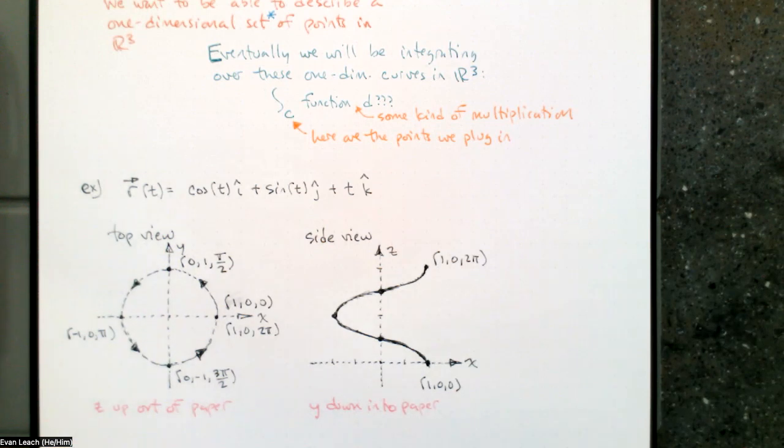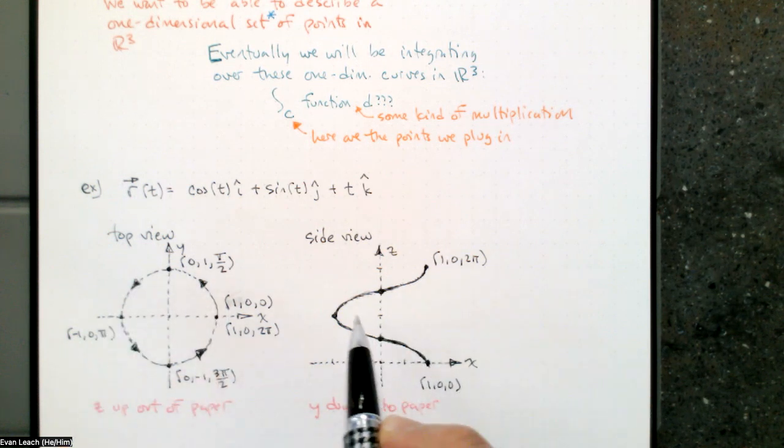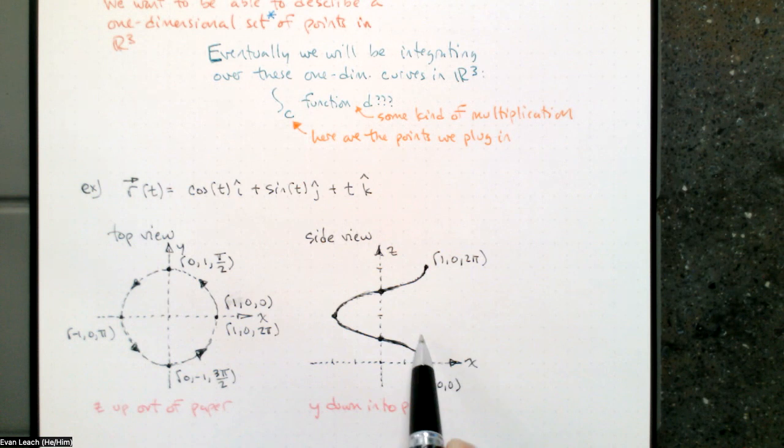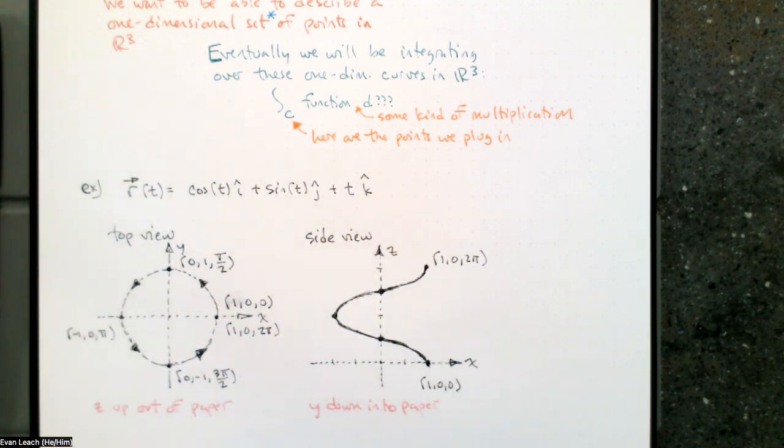So from the perspective of looking at this from the negative y-axis, we're going to see cosine. And we want to imagine this cosine as a side view of this circle. So here we're going around a circle. So we're going around and then up. So we're getting this spiral moving up.